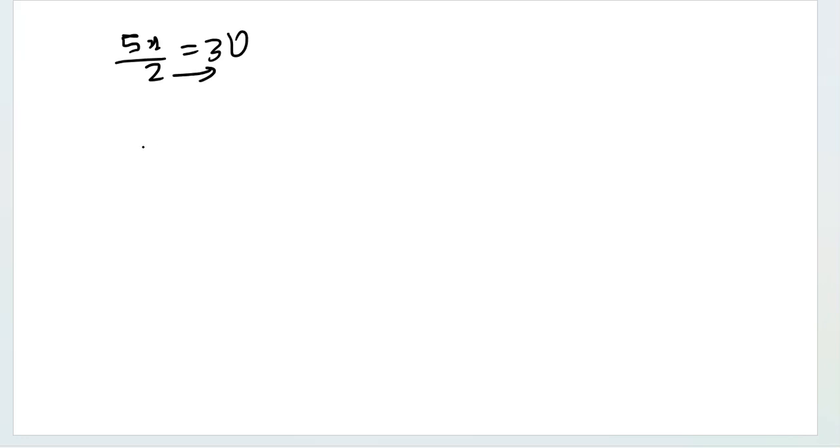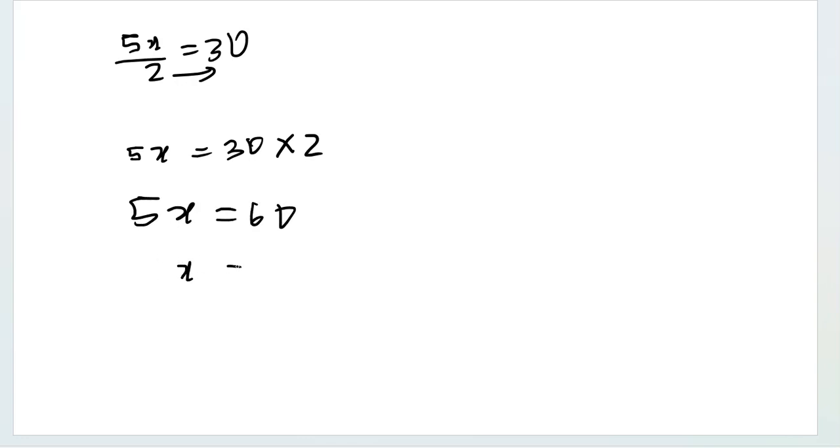So we have 5x upon 2 is 30. We take this 2 there. We get 5x is equal to 30 into 2. 5x is equal to 60. x is equal to 60 upon 5, which is 12. This is the value for x.